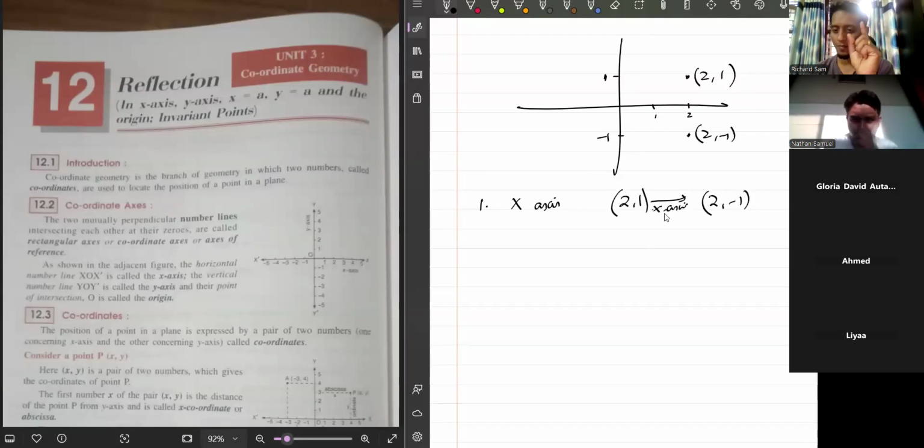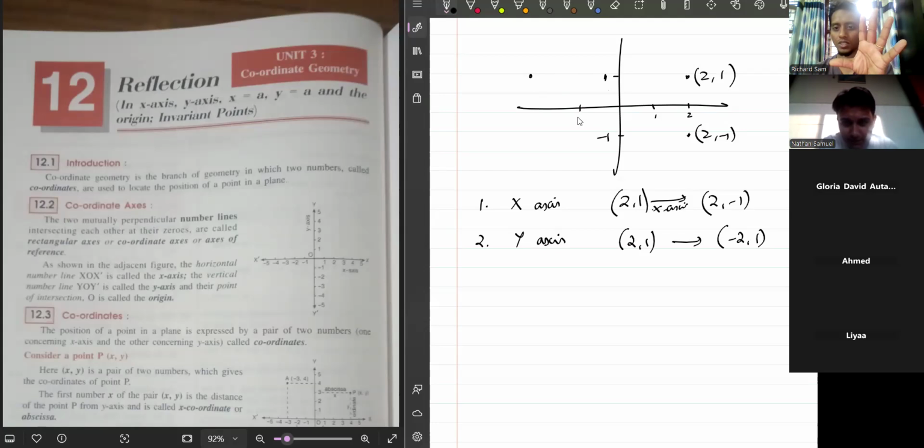So what do you notice? Just observe the change. On any reflection on the x-axis, the y coordinate will change its sign. Just memorize it that way. Similarly, if any point reflects on the y-axis, what's going to happen? 2 comma 1 will become -2 comma 1. In the diagram, the reflection would be seen over here. This is -1, this is -2. So the x value is -2 and the y value is 1.